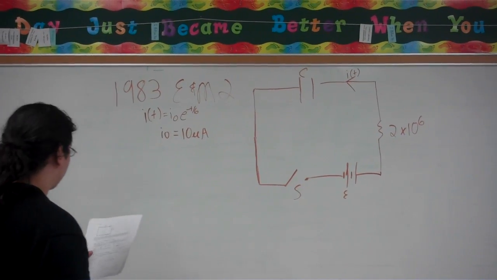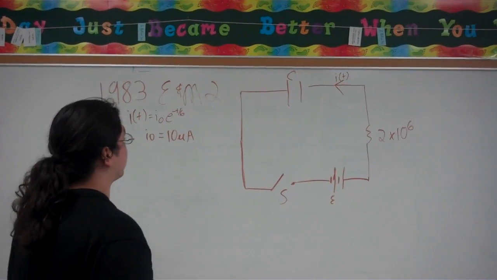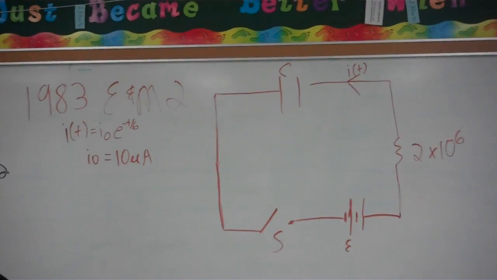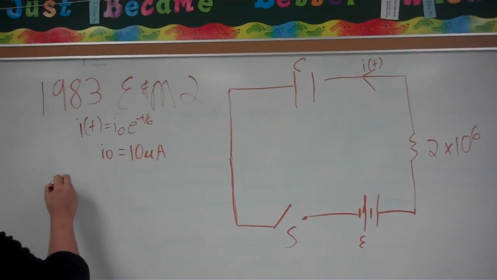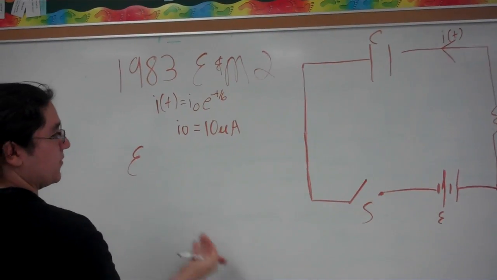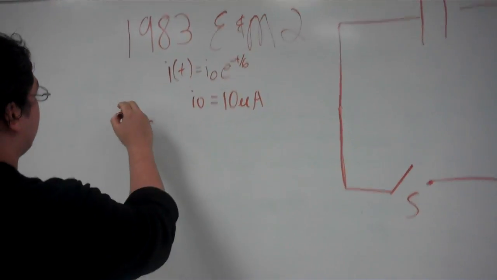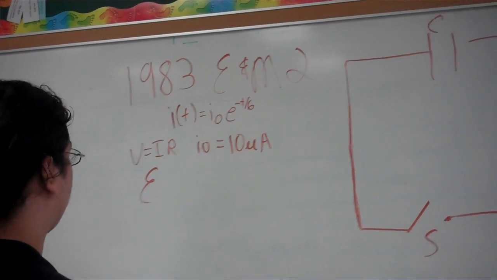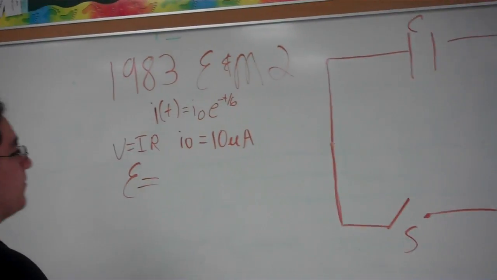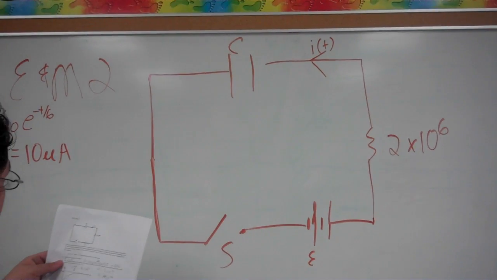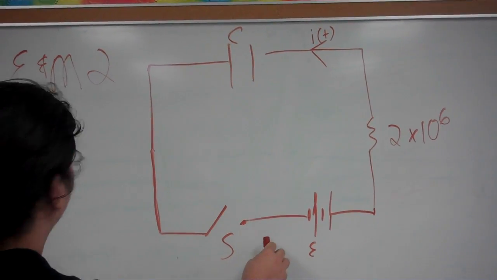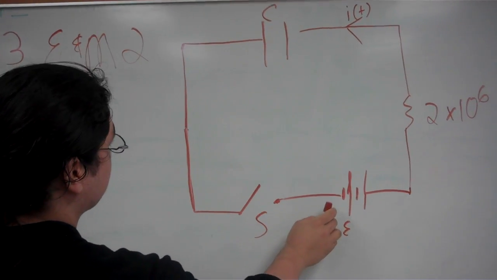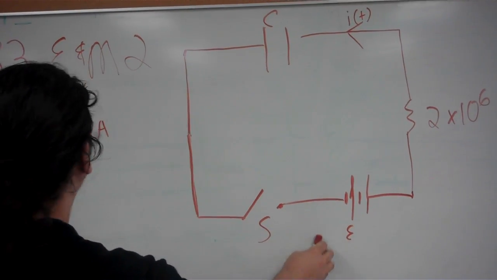Alright. Part A says determine the electromotive force of this battery right here. Electromotive force meaning the potential difference, voltage. So we have E is also voltage. We know the equation V equals IR. We have to find the electromotive force of the battery, so we can find it when time equals 0 seconds.